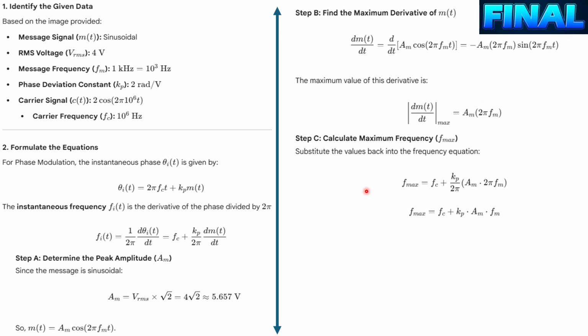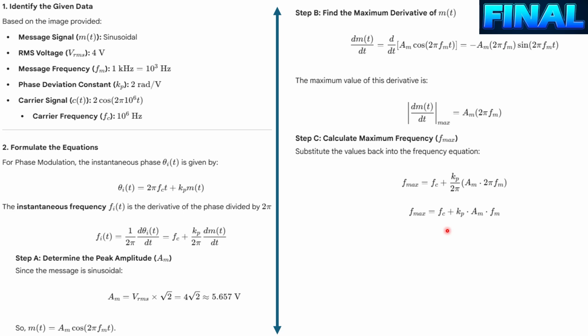So these things will come out if you do the differentiation, and cos will convert into sine, right? Then we calculate the maximum possible frequency, that will be your fc. Here the differentiation, if you put k, the m of t, so fc plus kp by twice pi, and then dm by dt. The maximum value of sine theta is equal to 1. So Am and twice pi fm.